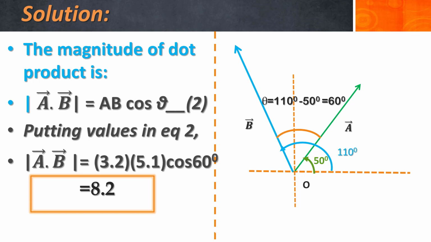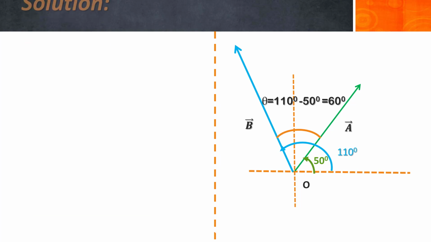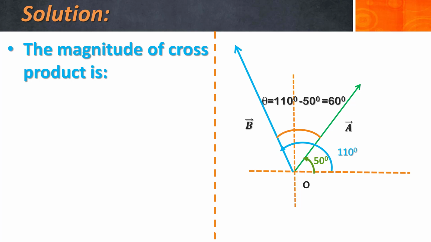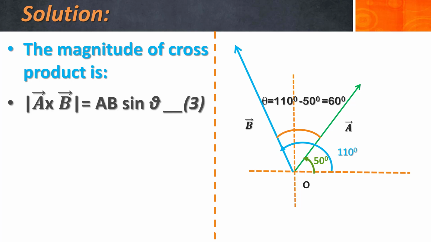Then we have to calculate the magnitude of cross product. The magnitude of cross product is A cross B is equal to AB sine of theta. You can see over here we haven't put n hat. Why? Because n hat is telling us about the direction of cross product, which is not required over here. In the question they have just asked about the magnitude of cross product.